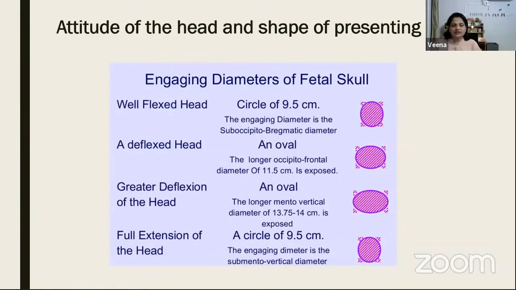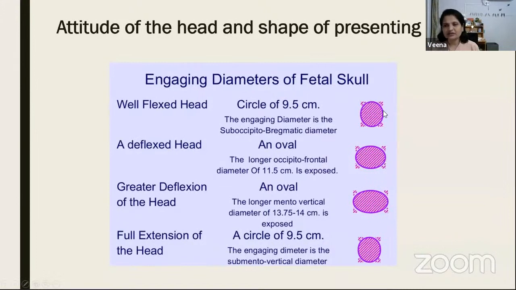Okay. So even though the diameters are almost the same and the same circle only is going to present, why is face called a malpresentation? That's food for thought for you. Think about it. If I start that chapter, it will become an entirely different discussion.